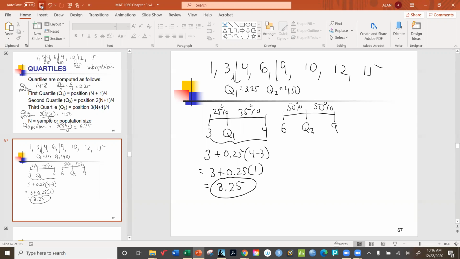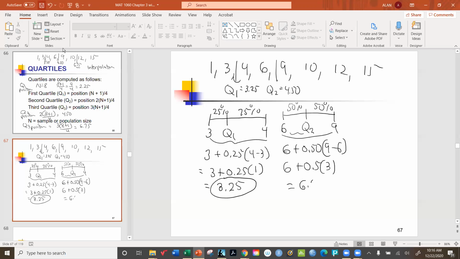Now, I think you can see for yourselves that it's going to end up being 7.5. But how is that? Because it's 6 plus half of the difference right here between 6 and 9. So it's 6 plus a half of 3, and that's 7.5. I was right the first time.